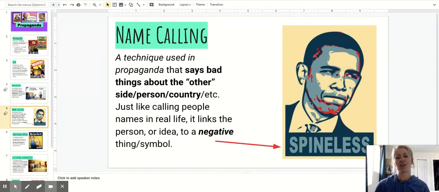So another technique is called name calling. That's used to say bad things about other people, and it's trying to link that person with something negative. So here we have a poster of Obama. We know he was a much loved president in the country, but it says spineless on it. So it's calling him a name, saying that he could not stand up for anything. So this ploy is used a lot by some sides that disagree or don't like Obama or other people.